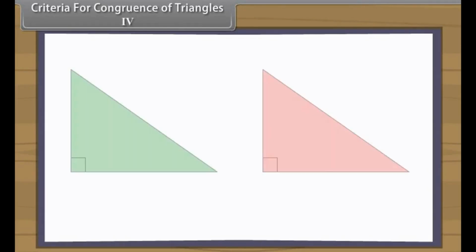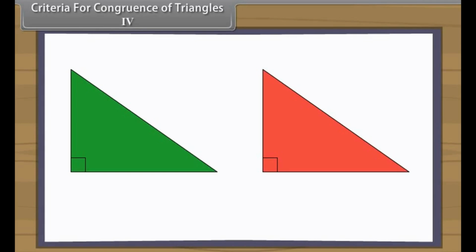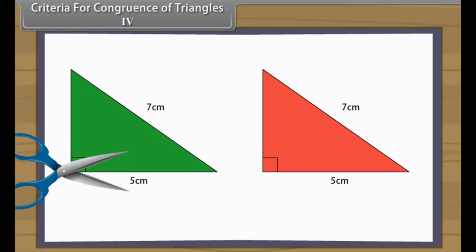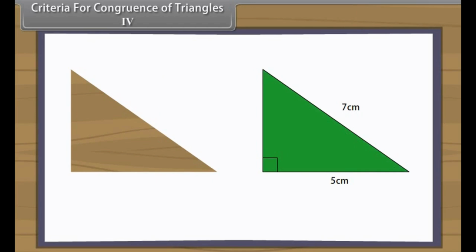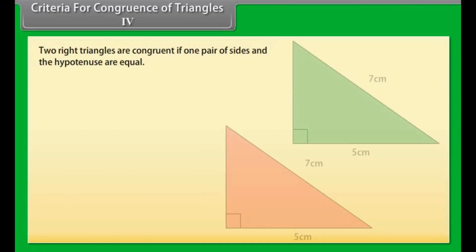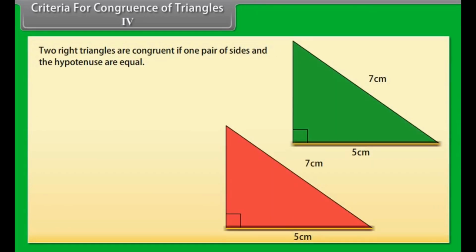Criteria for congruence of triangles 4. Now construct 2 right-angled triangles with hypotenuse equal to 7 cm and one side equal to 5 cm each. Cut them out and place one triangle over the other with equal side placed on each other. We will observe that the 2 triangles cover each other completely and so they are congruent. Or we can say that 2 right triangles are congruent if one pair of sides and the hypotenuse are equal. Thus we have Criterion 4.